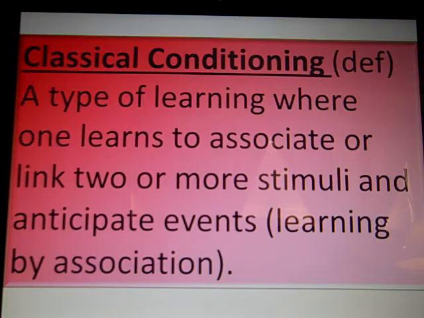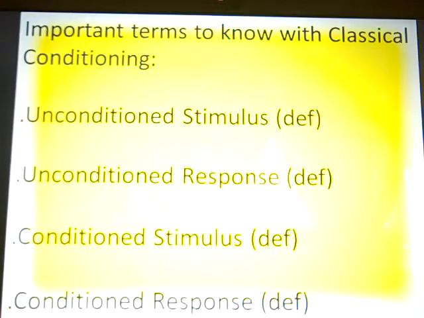Classical conditioning is a specific type of learning where one learns to associate or link two or more things or stimuli, and then anticipate events. I refer to this as learning by association. There is somewhat of an instinctive component or process involved, and you'll definitely want to have this definition. Like I said, I'm going to give you examples, and we're going to break down classical conditioning in several different ways.